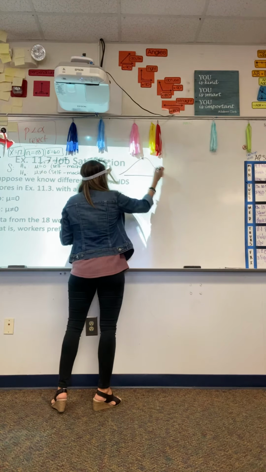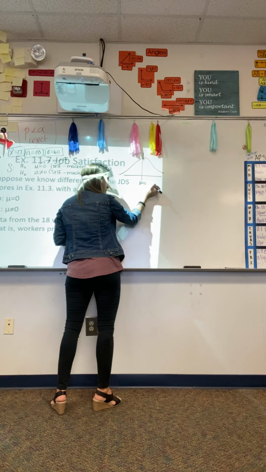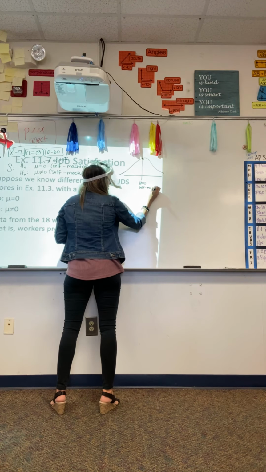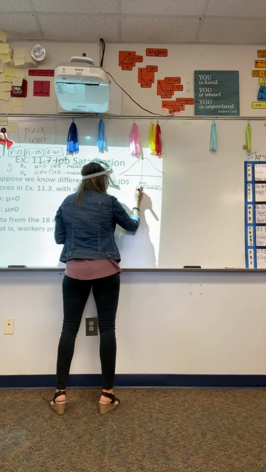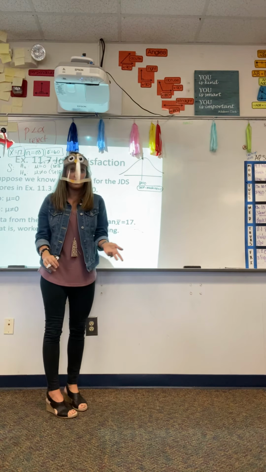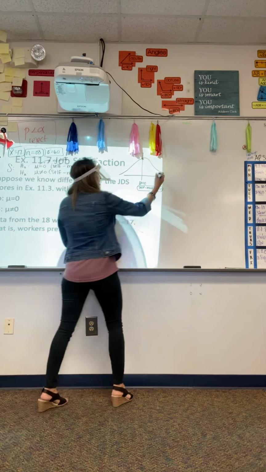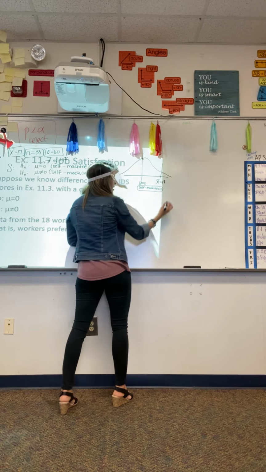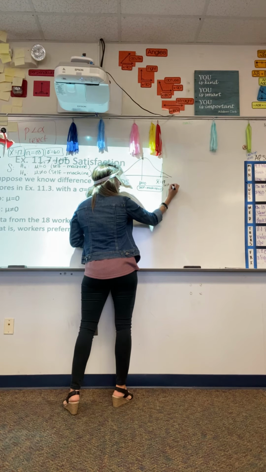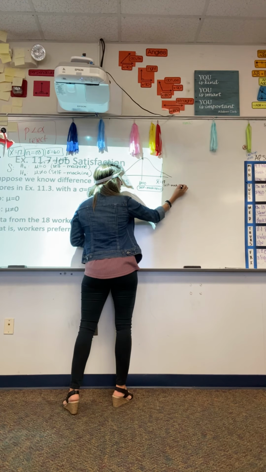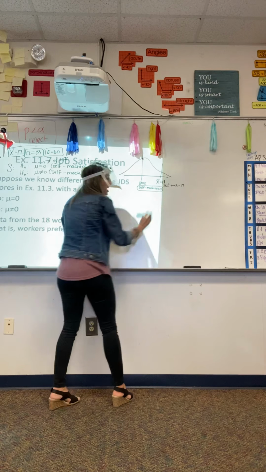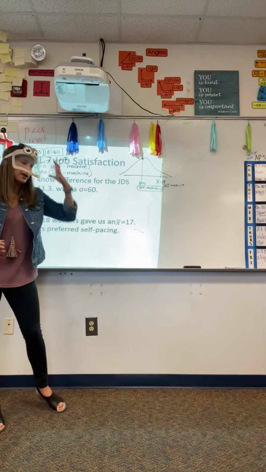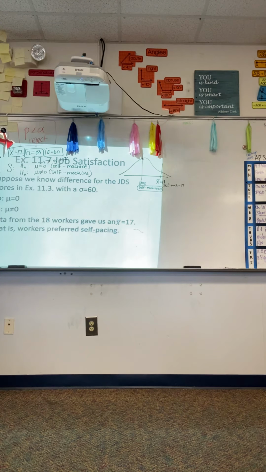So if I drew a picture over here and I have my mu equals 0, and this is self minus machine equals 0, no difference between the two if I were to subtract them. And then over here, I get an x-bar of 17, and that means self minus machine ended up being 17, then they must prefer self-paced over machine-paced. Get that in your head so that you can explain the rest of the problem. All right, so we have our setup.